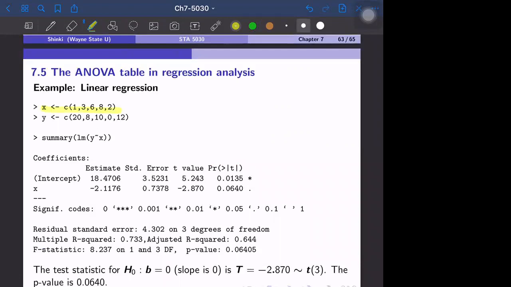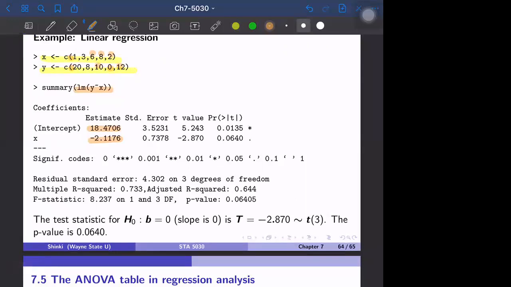Here is an example. x is this vector and y is this vector. You can see that a larger x probably means a smaller y, and a smaller x means a larger y. So we have a negative relationship. We fit y on x and get y equals 18.4 minus 2.1 times x.